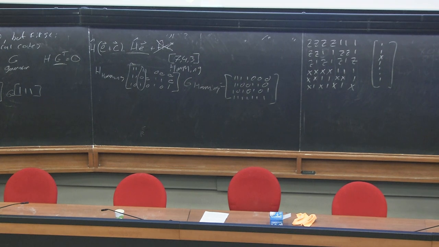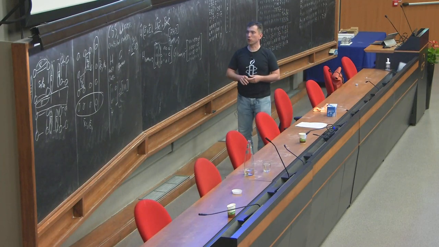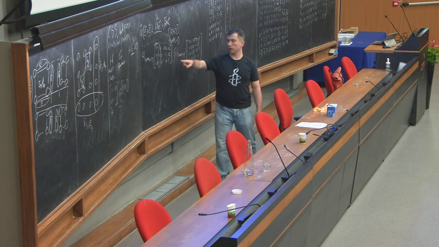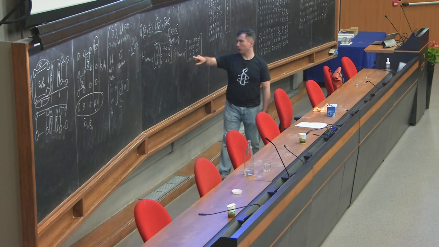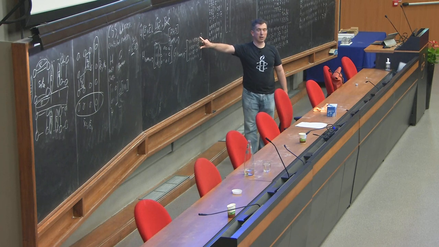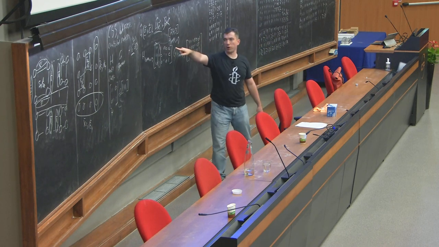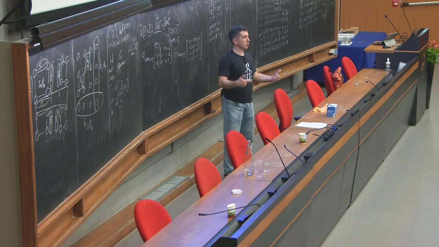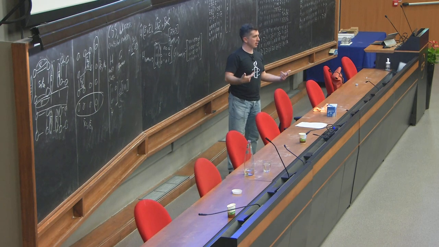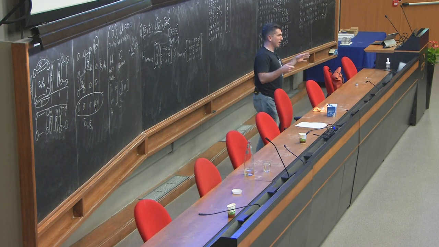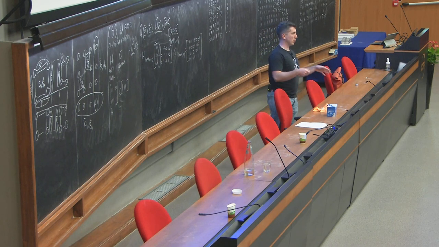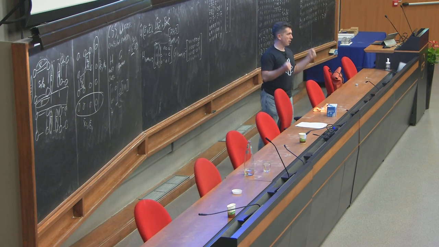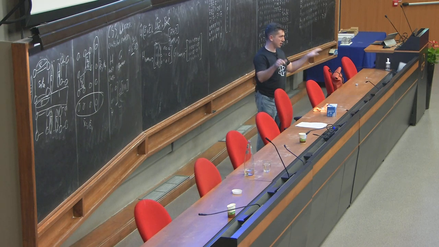In order to get these stabilizers to commute, the code has to be what's called dual containing. You'll notice that the parity checks of this code also appear as code words, right? These vectors are not only in the parity check matrix themselves, but they are in the kernel of that parity check matrix. Dual containing is a very obscure property of classical codes, but we can see that it's related to making the stabilizers commute.